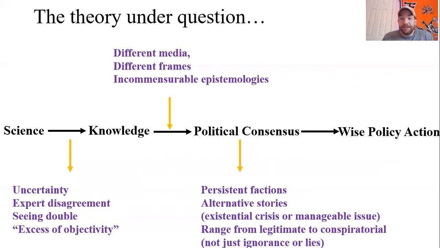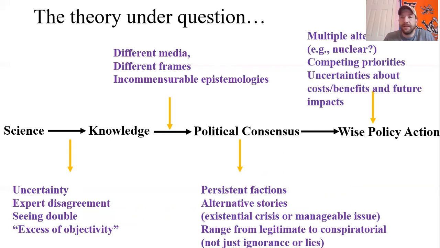At the point of political consensus, well, where's that? Right? That rarely comes about, right? Well, because there's these persistent factions, alternative stories, persistently different ways of framing reality. And then when it comes to wise policy action, I mean, that's often not cut and dried either. You have these multiple alternatives. I gave, for an example, in climate change, should we do nuclear or not, right? There's competing visions about what the future should be. There's uncertainties about costs and benefits and future impacts. So there's so much complexity, in other words, that the linear model cannot capture.